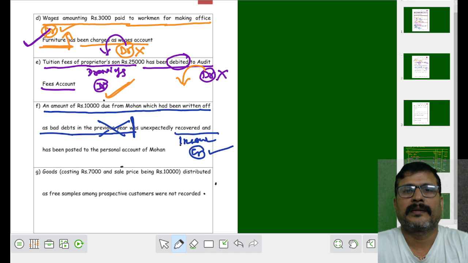But had been posted to the personal account of Mohan. Here personal means not drawings. Drawings कहते नहीं बोलना, because he is not a proprietor. Personal account of Mohan. मोहन को क्या किया आपने? Credit किए, so it is a wrong credit. Sir, credit कहते किधर बोले? Sir, where he is told that it is credit?